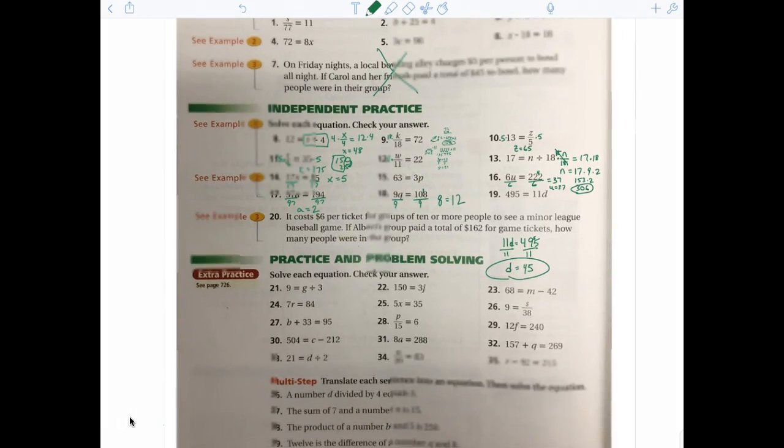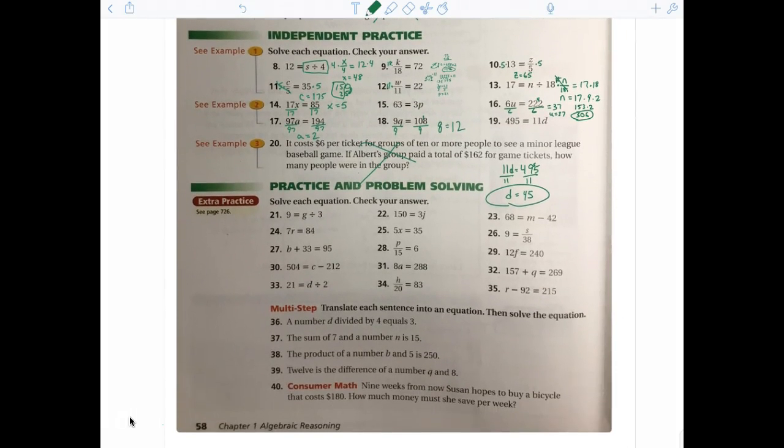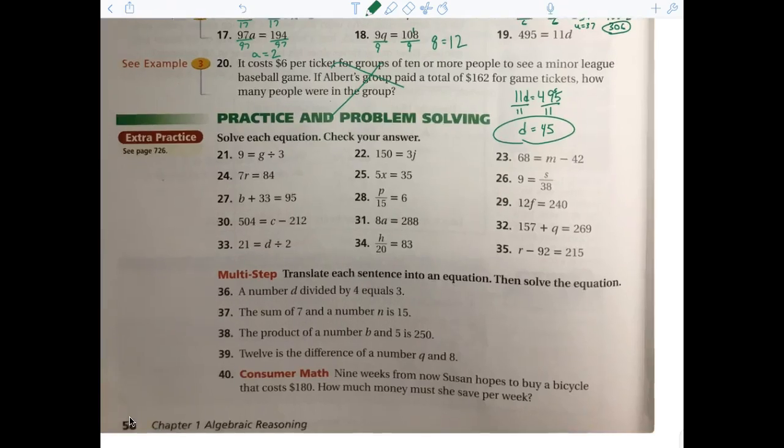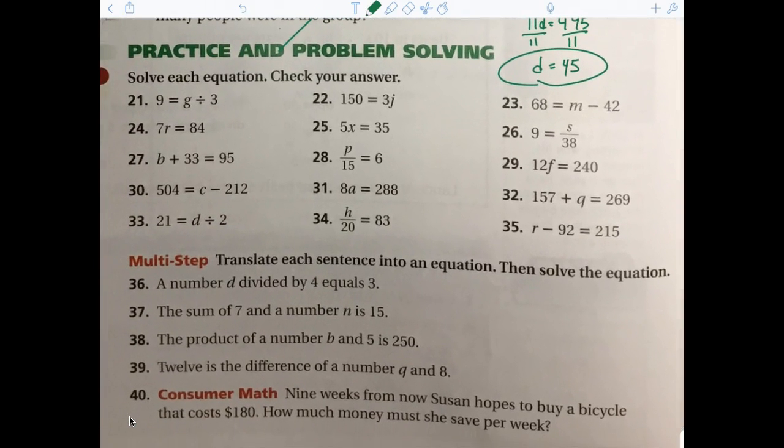All right, now we're going to cross out 20 for now. Quickly listen up, and I'm going to stop right here. Your job is to do 21 through 35, but I'm going to go through each one of them. We're going to go around the room.